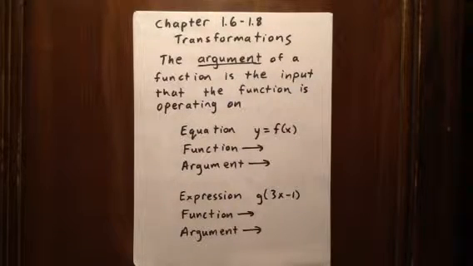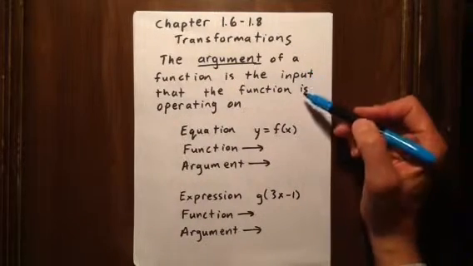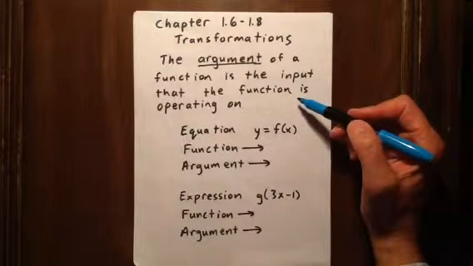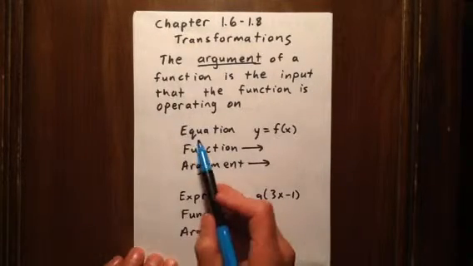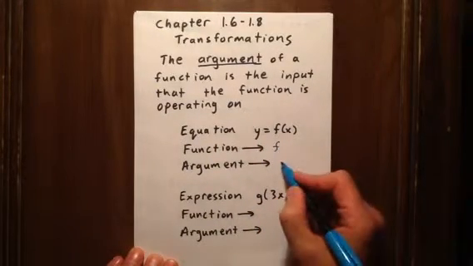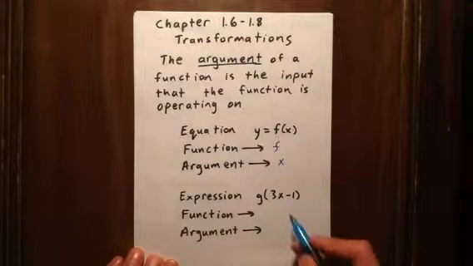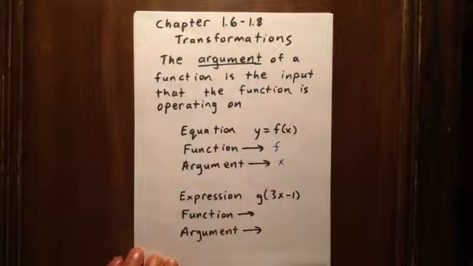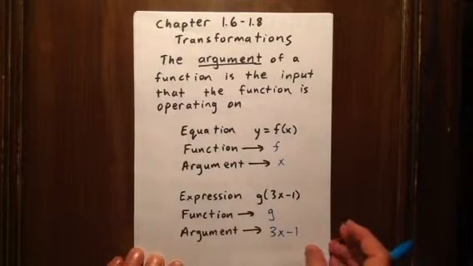Now, today's lesson is about transformations, and we're going to begin our conversation of transformations with a discussion of what we mean by the argument of a function. The argument of a function is the input that the function is operating on. So, for example, if we're talking about the equation y equals f of x, the function is f, and the argument is x. If we're talking about the expression g of 3x minus 1, the function is g, and the argument is 3x minus 1. Okay? The argument is the input.